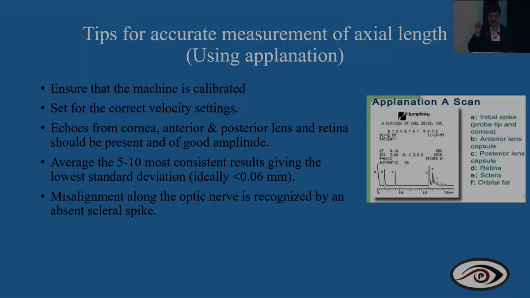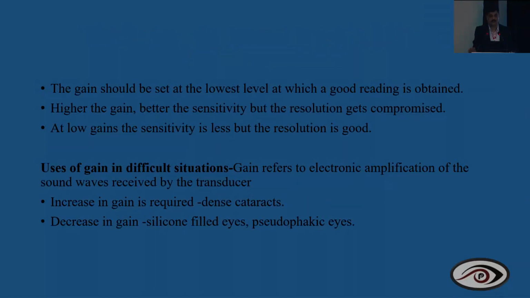So what are the tips for accurate measurement with ultrasound? The machine has to be well calibrated. Always look for a perfect velocity setting. You should look for echoes from the cornea, anterior and posterior lens, and the retina, present in good amplitude. An average of 5 to 10 readings has to be taken, giving the lowest standard deviation, ideally less than 0.06. Sometimes misalignment with the optic nerve is recognized by the absence of the square spike.